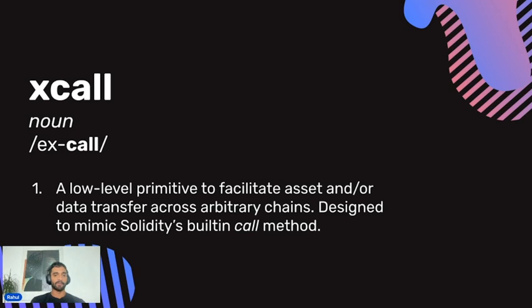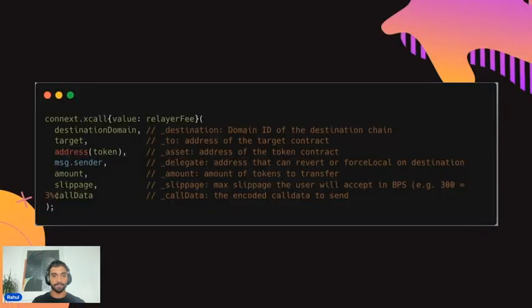So yeah, I've referred to this a few times, but XCall is basically how Connext is envisioning this whole execution layer process starting. So this is basically a primitive to facilitate asset and or data transfer across arbitrary chains. It's designed to mimic Solidity's built-in call method. So what we want to do is make the process for developers around making these really expressive cross-chain interactions extremely easy to build. And since it mimics Solidity's built-in call method, they don't really have to think about much or know much beyond what they already know in Solidity.